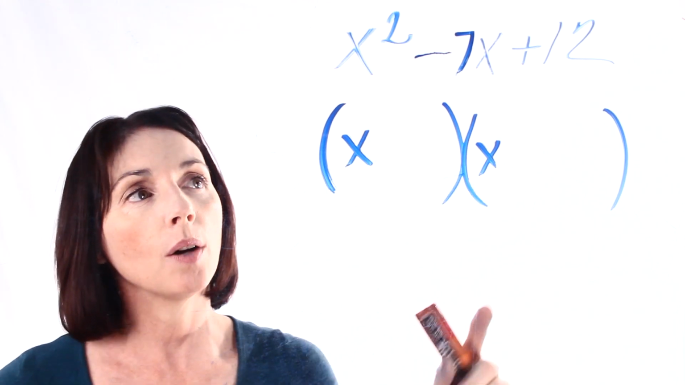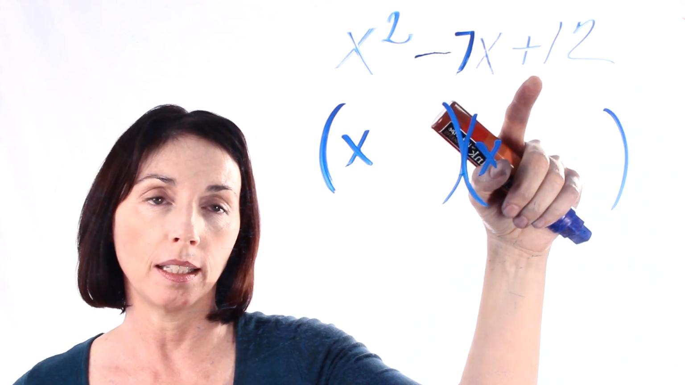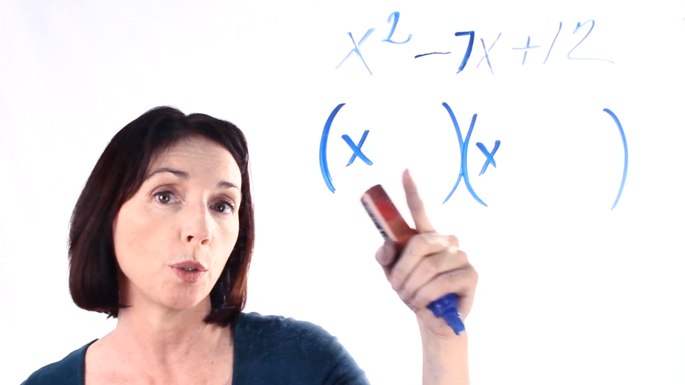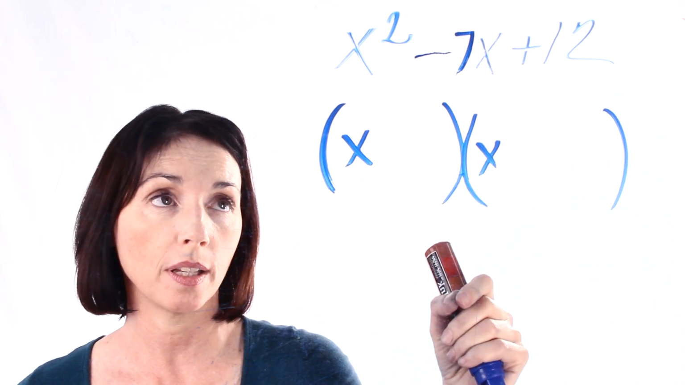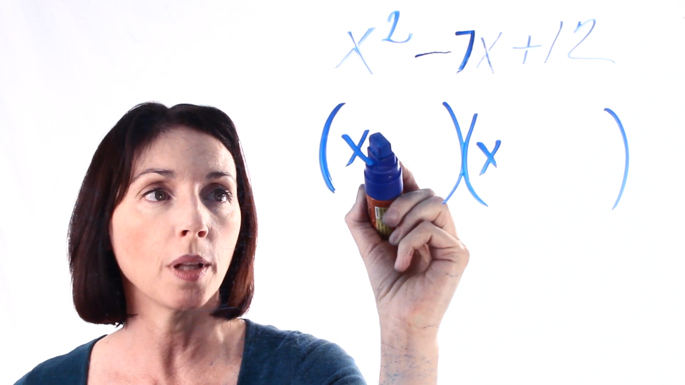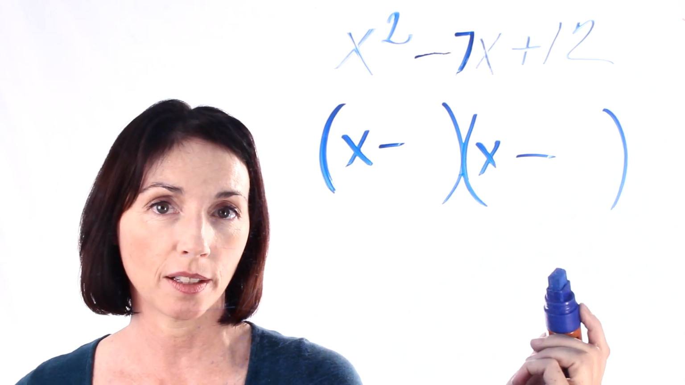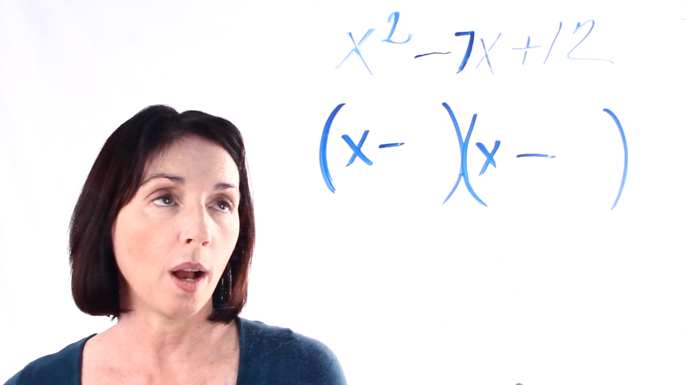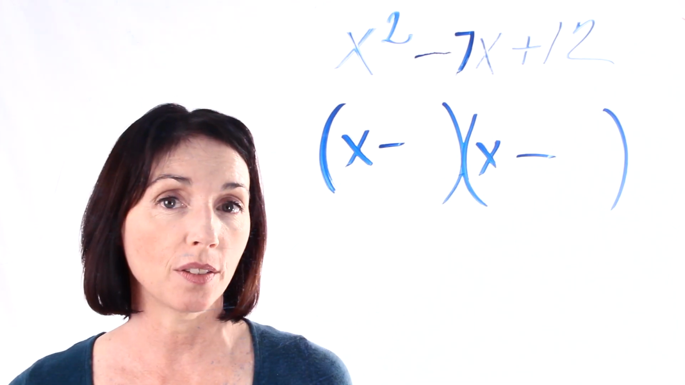squared. Now, anytime you have a plus sign here, it means that the signs here and here have to be the same, so that when you multiply them together, you get a positive. Since this is a negative sign, though, it means that we're going to be multiplying two negatives together. So, we need two numbers that multiply together to be 12 and add together to be -7.